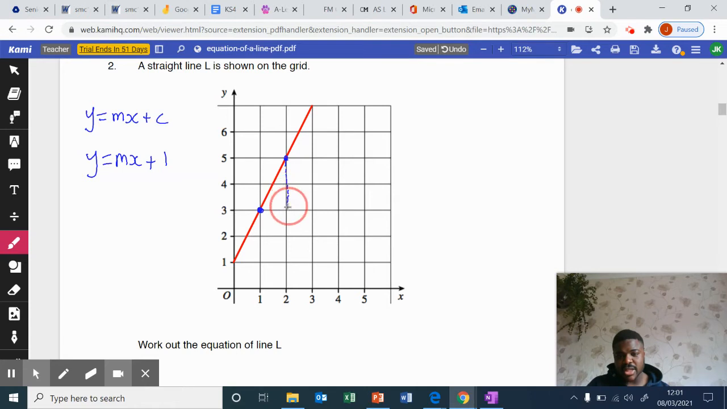And I consider the change in y, so along the vertical axis, and the change in x along the horizontal axis. The change in y is 2 because it goes from 5 to 3 or 3 to 5. So that's an increase in 2. And the change in x is 1. So I'm doing change in y over change in x, which in this case is equal to 2. So I have y equals 2x plus 1.